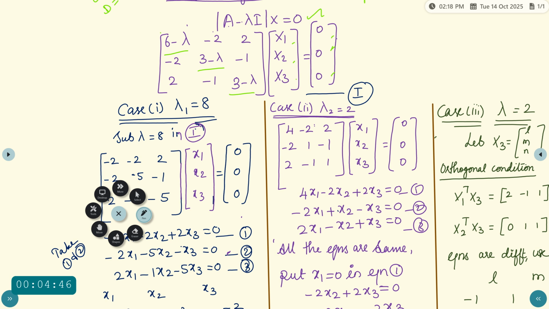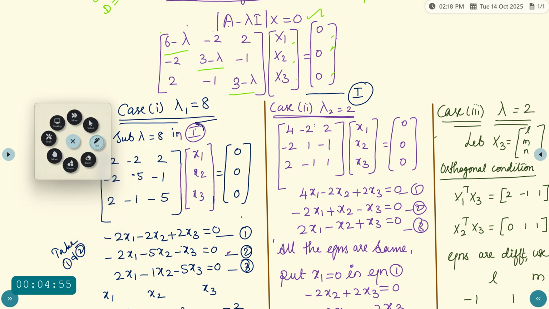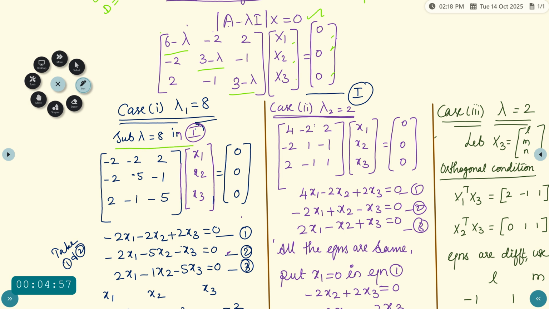Next, we are going to perform 3 cases. First case 1, let us take lambda value is 8. Substitute lambda equal to 8 in the equation. So 6 minus 8 is minus 2. The remaining values are as they are, only the diagonal elements change. Next, we perform the row into column multiplication. Form the equation minus 2x1 minus 2x2 plus 2x3 equal to 0.